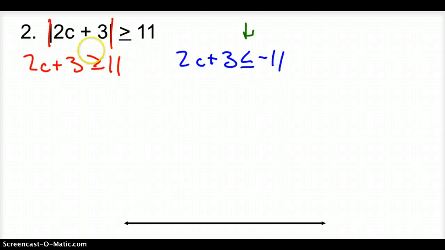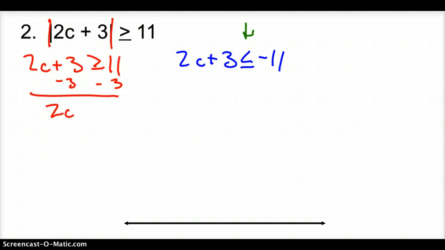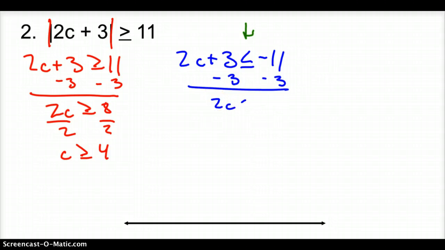So now again, we just solve the inequality just like we did yesterday. So subtract the 3 from both sides. Then we have 2c greater than or equal to 8, divide by 2, divide by 2, so c now is greater than or equal to 4. Same thing with the blue equation. We subtract 3, subtract the 3, 2c is less than or equal to negative 14, divide by 2, divide by 2, c is less than or equal to negative 7.